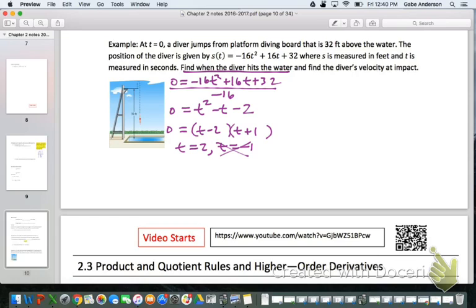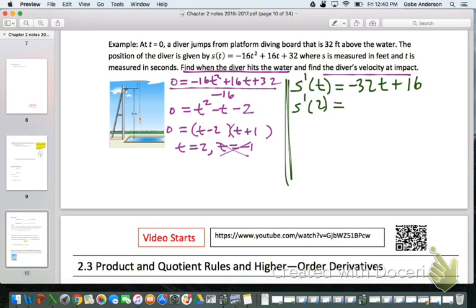So I'm going to let you guys run with the other part here. It says, find the diver's velocity at impact. See what you can do with that. We just practiced this a second ago. Okay, so S prime of 2 equals negative 32 times 2 plus 16. So what is that? Negative 48? So S prime of 2 is negative 48. And what units would go with that? Feet per second. Awesome. Okay, so that's kind of that first little relationship between velocity and position. You have any follow-up questions of any kind?